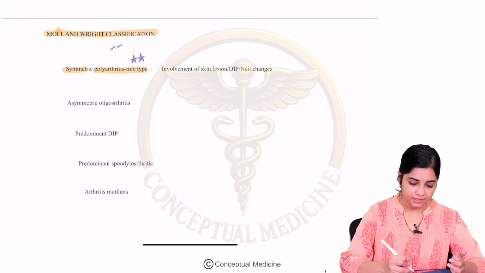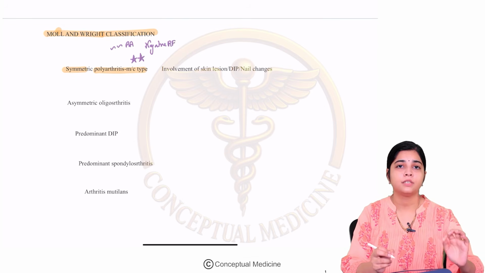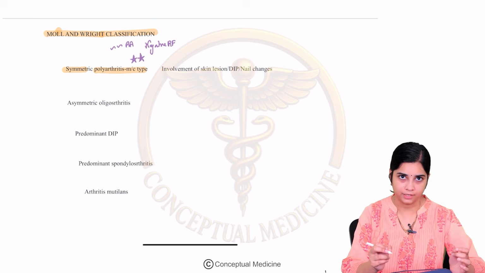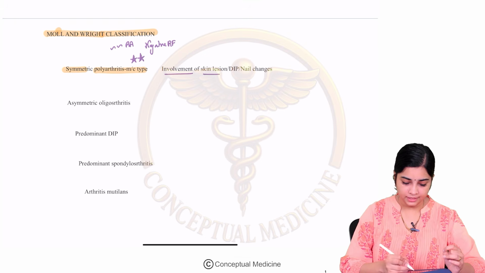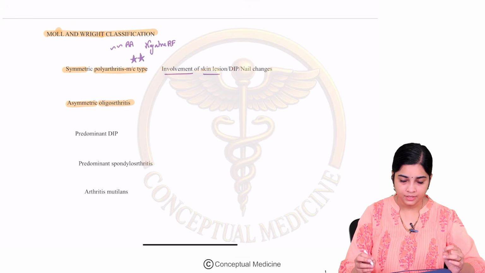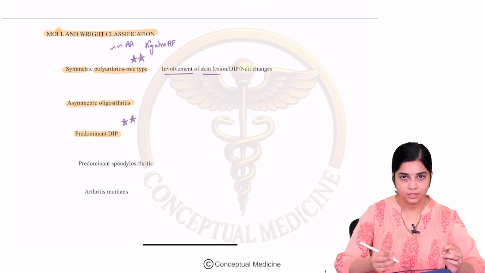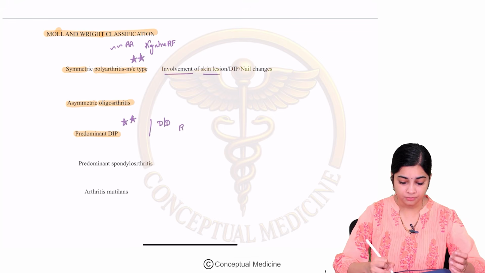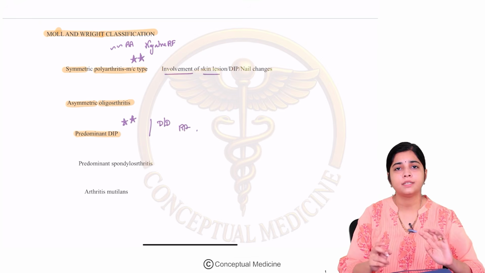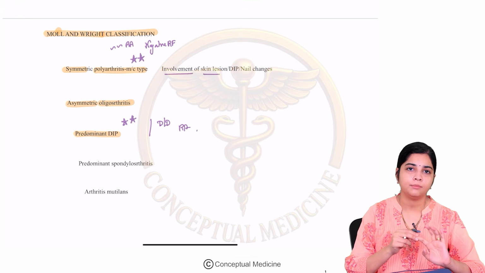This is very similar to your rheumatoid arthritis, but in the presence of a negative RF, and it can be associated with skin lesions. Then you can have an asymmetric oligoarthritis type, and very, very important, predominant distal interphalangeal joint involvement. That is the characteristic feature which helps in differentiating from rheumatoid arthritis, because rheumatoid arthritis does not involve the DIP, but in psoriatic arthritis you can have DIP involvement.